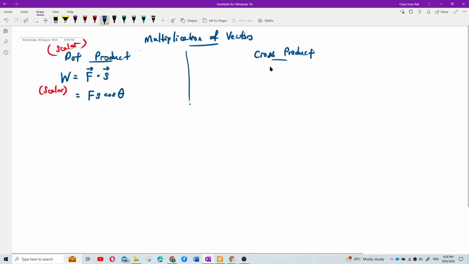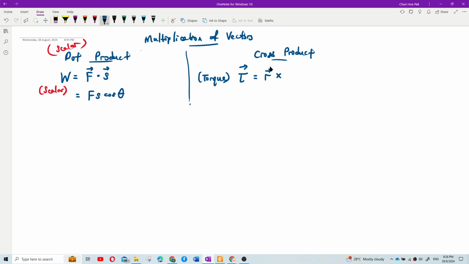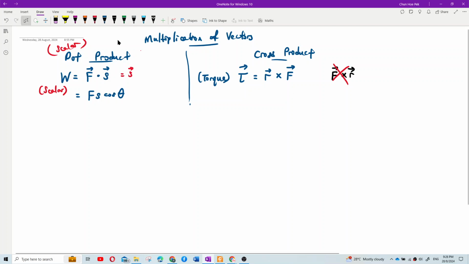Now we're going to learn about the new quantity called torque. Torque is a vector quantity, and we use R cross F. It must be R cross F, you cannot write it as F cross R. It is wrong. But for dot product, you can write S dot F. That is fine. But R cross F and F cross R are different.